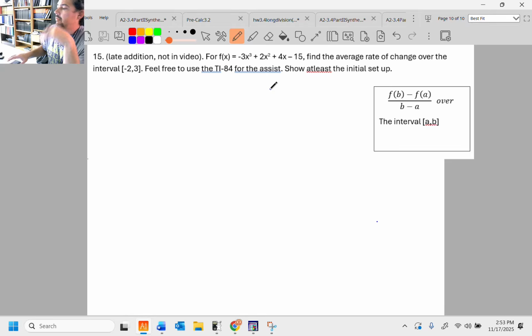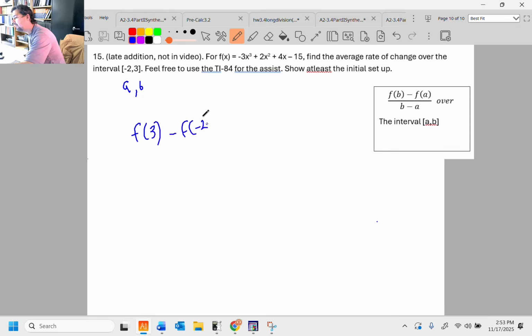All right, so you get to use your TI-84 for the assist. Now, little things do matter. You need to understand what's going on here. This is a, this is b. You're going to plug in f of 3 minus f of -2 over 3 minus -2. And that's not going to be 1.